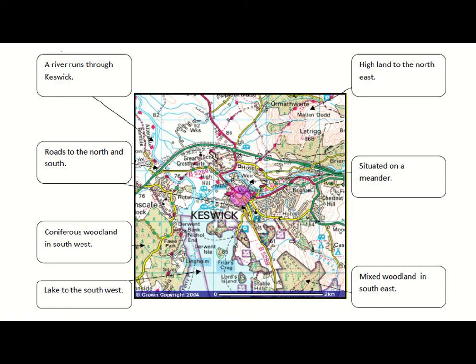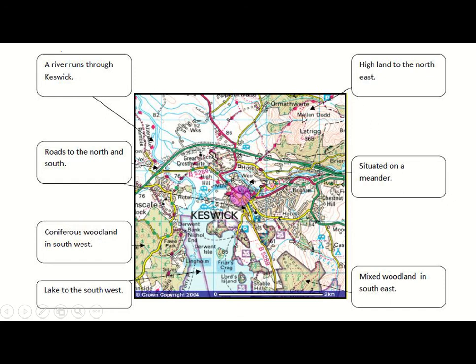It's got coniferous woodland down here in the southwest. You can see, look, it's got the little Christmas trees on it. And there's a bit of mixed woodland to the southeast, a little bit of mixed woodland to the north and northwest. There's a lake here, again, to the south of Keswick. It's situated on a bend in a river, a meander, which is good, just like Norwich is actually. It's a low crossing point.